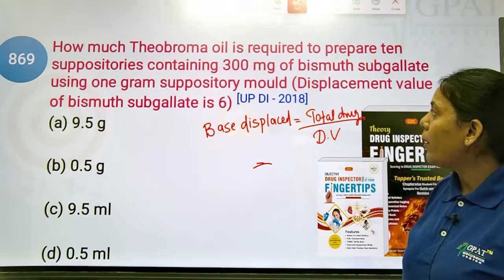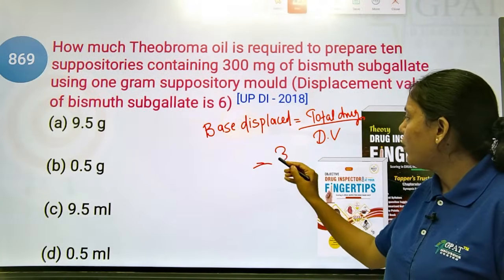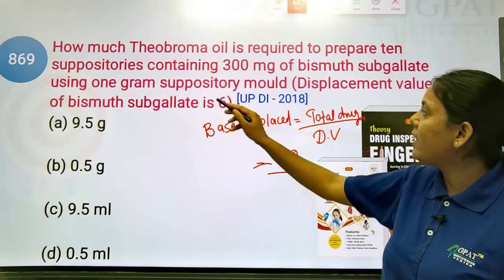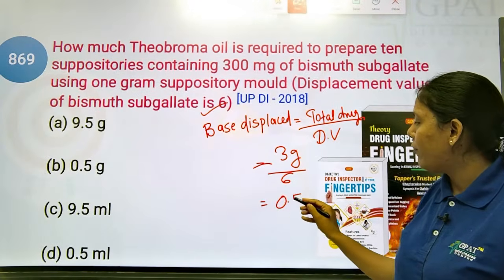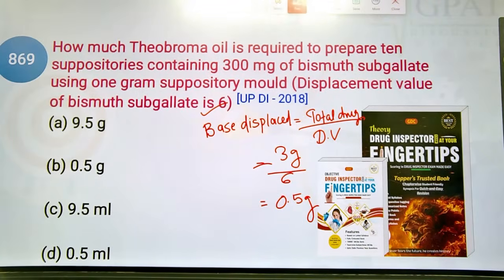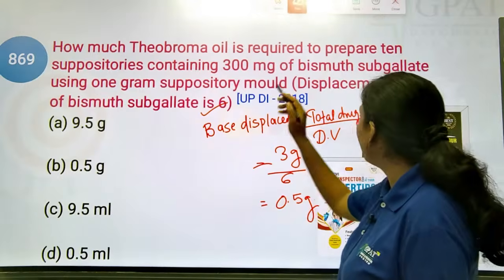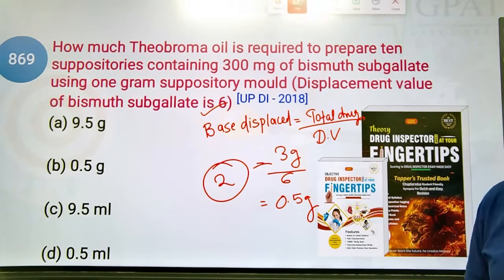So what is the total amount of the drug? We got 3 gram. Do you remember the first step? So 3 gram divided by what is the displacement value? 6. So that will become 0.5. So how much amount of the base has been displaced? 0.5 gram, right? Now, how much base is required? This you calculate. This is our second step. Let me know once this is completed.